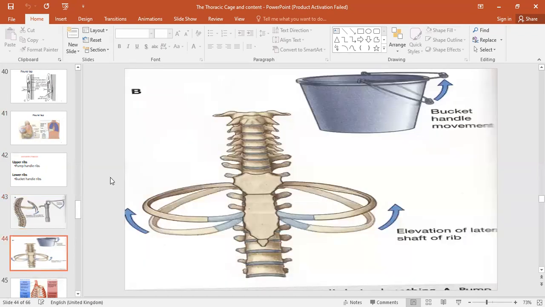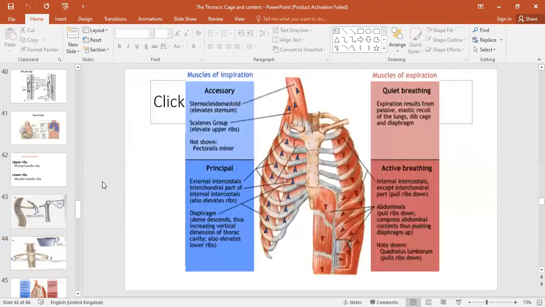Then the lower rib cage is like a bucket handle. The handle is here. If you want to lift the handle, it has to move out, that is lateral, and up. So it is lateral and superior, whereas the upper rib cage is anterior and superior. So that's how the rib cage moves during inspiration.